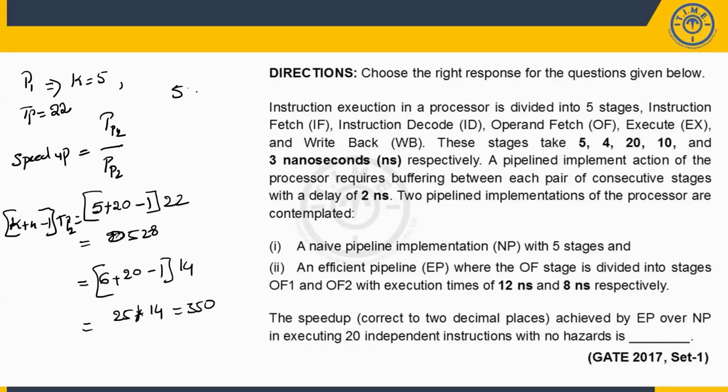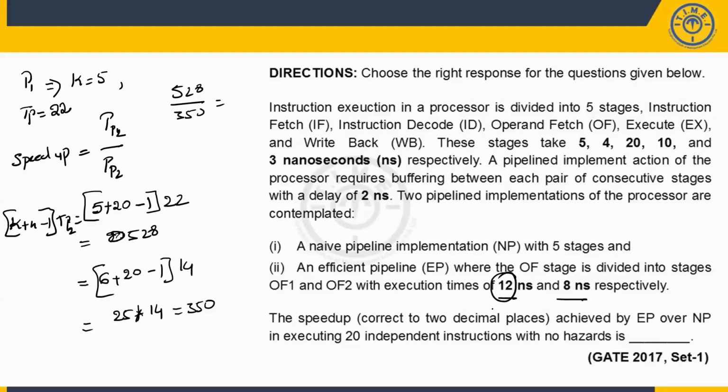So the answer is 528 divided by 350. Old pipeline divided by new pipeline, right? How do you calculate the speedup? Yes, sir. Okay, 528 divided by 350. Did you understand why it is 350? Because the max stage is divided into 12 and 8.